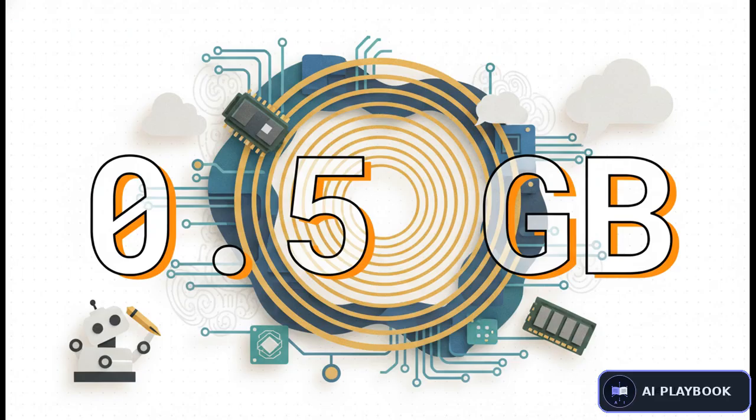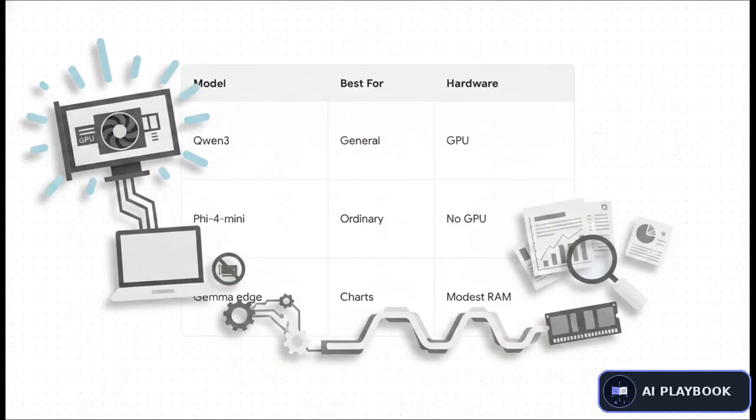You do this to ensure the model actually runs, instead of temporarily turning your laptop into a very expensive space heater. And here are your choices based on your specific setup. If you have a dedicated GPU, Qwen 3 is your strong, well-rounded default for general quality. Now, if your laptop completely lacks a dedicated GPU, Microsoft's 5.4 Mini is engineered exactly for that kind of ordinary hardware. Or if your pipeline needs to analyze visuals, like charts and thumbnails, Gemma's Edge variant handles vision tasks brilliantly using only a modest amount of memory.